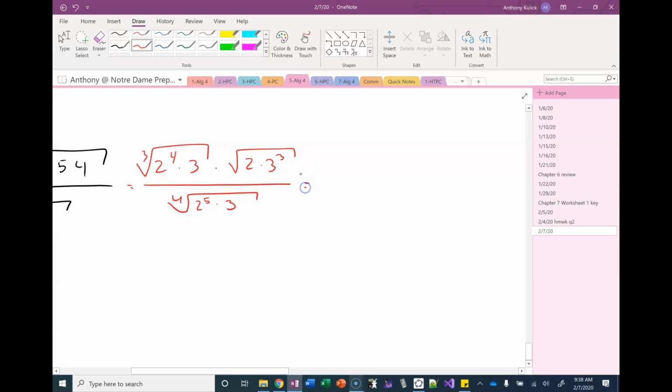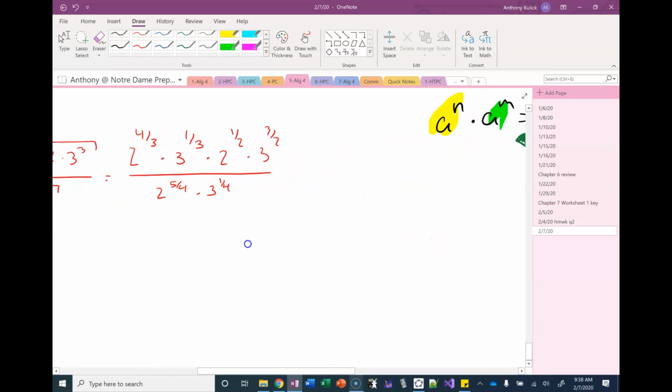All right. So let's rewrite these now in exponential form. So I have 2 to the 4/3 times 3 to the 1/3 times 2 to the 1/2 times 3 to the 3/2 over 2 to the 5/4 times 3 to the 1/4. Everybody okay there?